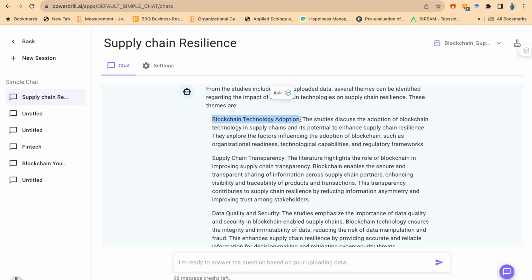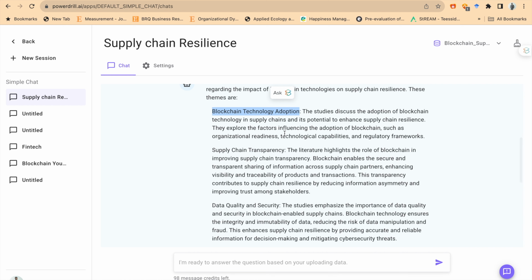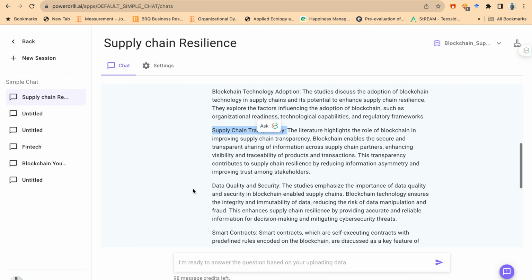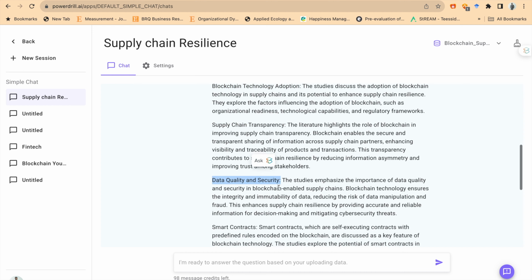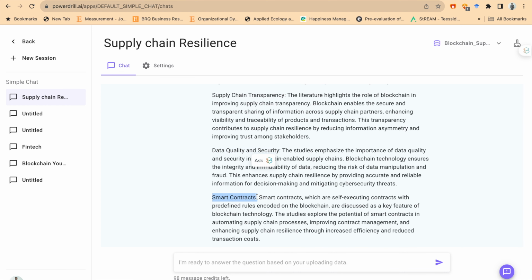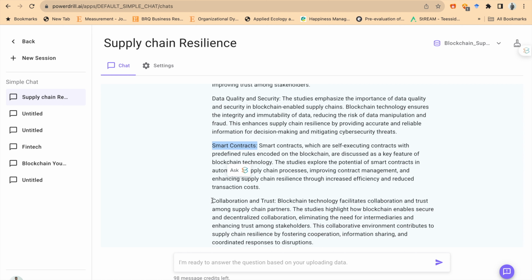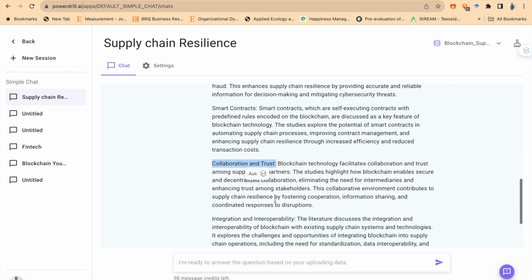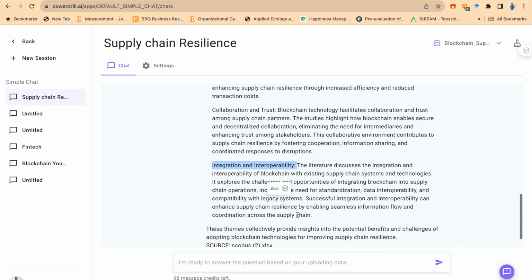While I was working on systematic literature reviews using a bibliometrics approach, I always had difficulty naming the clusters or themes. But the good thing about AI is it is already giving you all the names and key ideas of the themes as well. The second theme is supply chain transparency. Then we have data quality and security. Then we have smart contracts, and collaboration and trust, which is another theme. And then finally, integration and interoperability. That is also another theme.